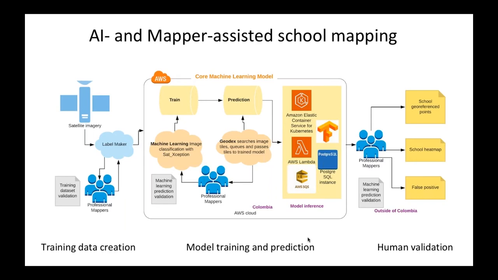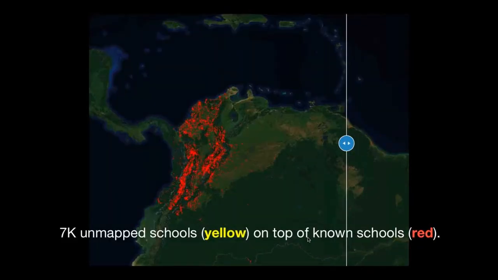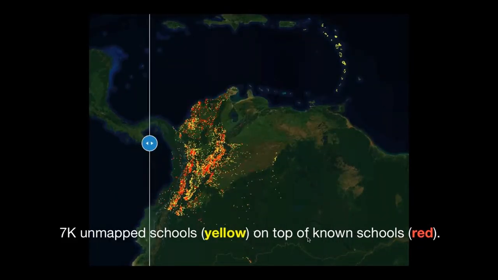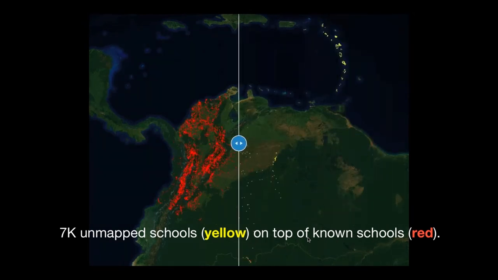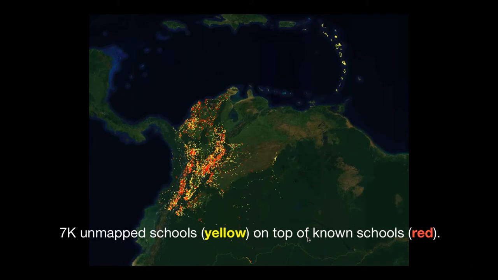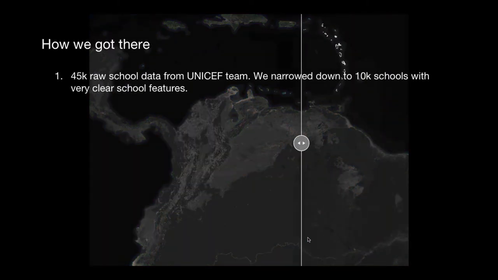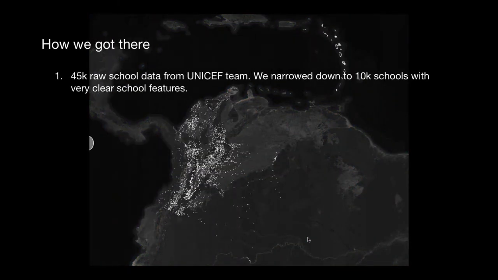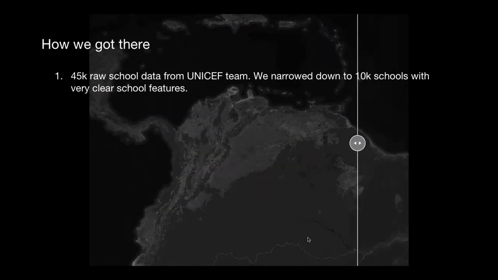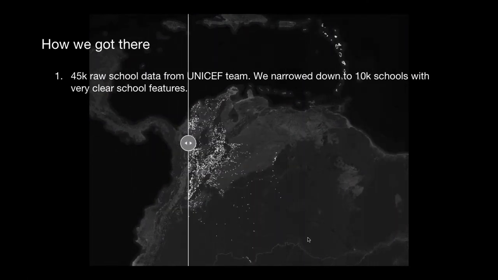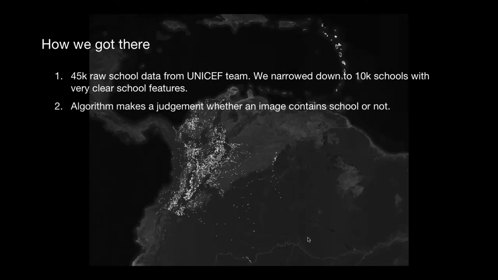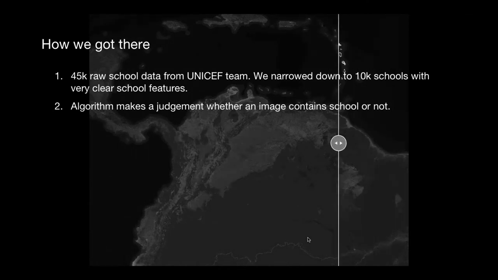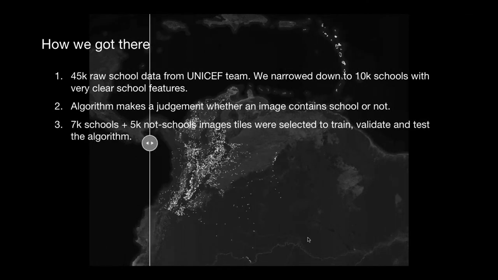For Colombia, we produced 7,000 unmapped schools on top of the known schools. How did we get there? We started with 45,000 raw school data points from the UNICEF team. We narrowed that down to 10,000 schools with very clear school features and developed an algorithm which makes a judgment whether an image contains a school or not. To train and validate this algorithm, we used 7,000 school images and 5,000 not-school images.